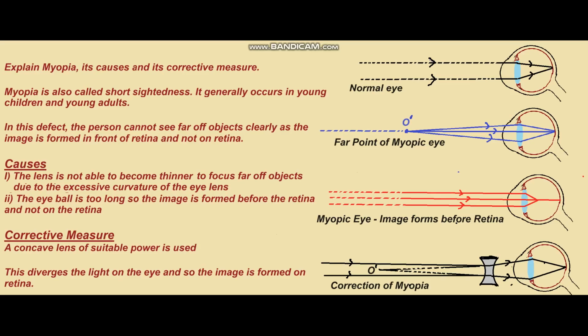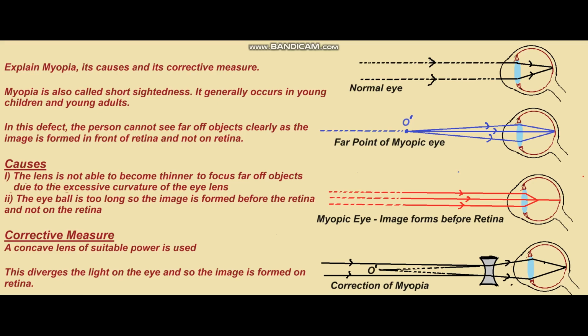But when a person has myopia, then the far point becomes less than infinity, and so the person is able to see objects kept at a much lesser distance than infinity. This is shown in the second diagram. The far point has become less than infinity at O dash, and so this person will now be able to see the objects kept up to this new far point only.